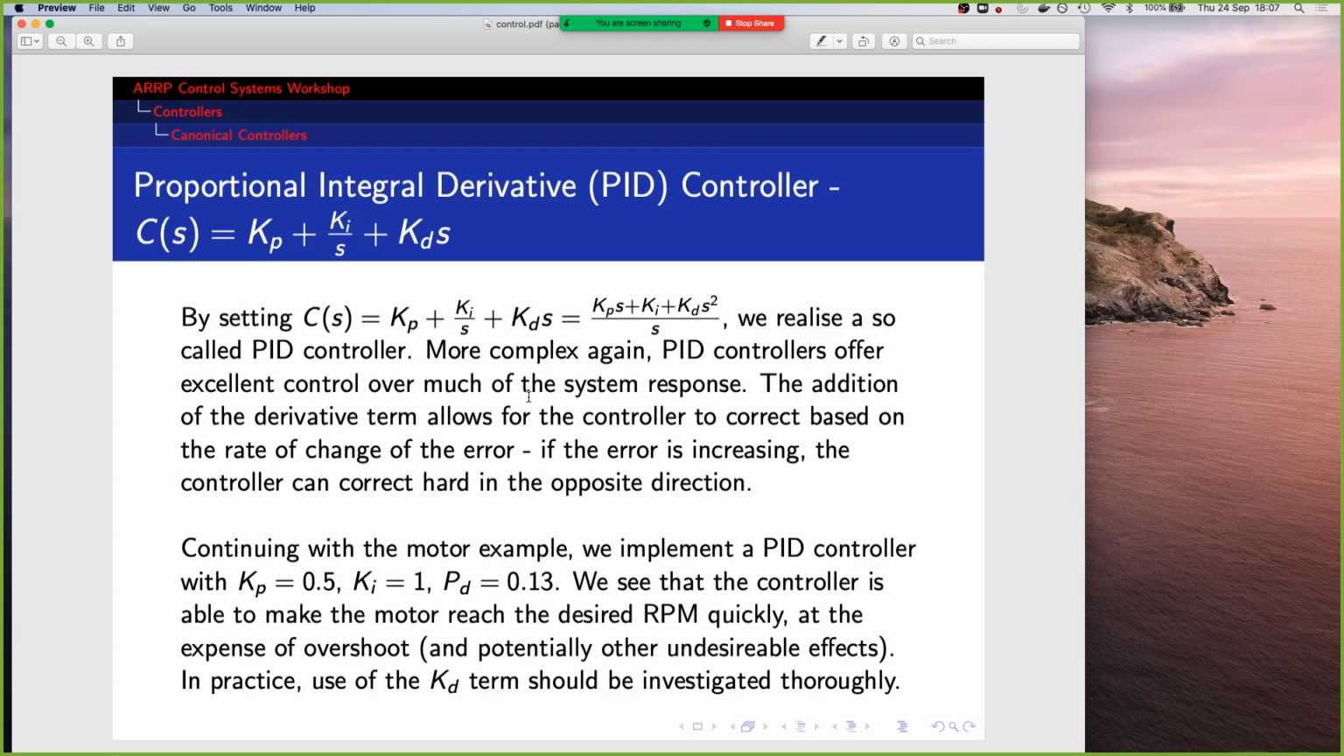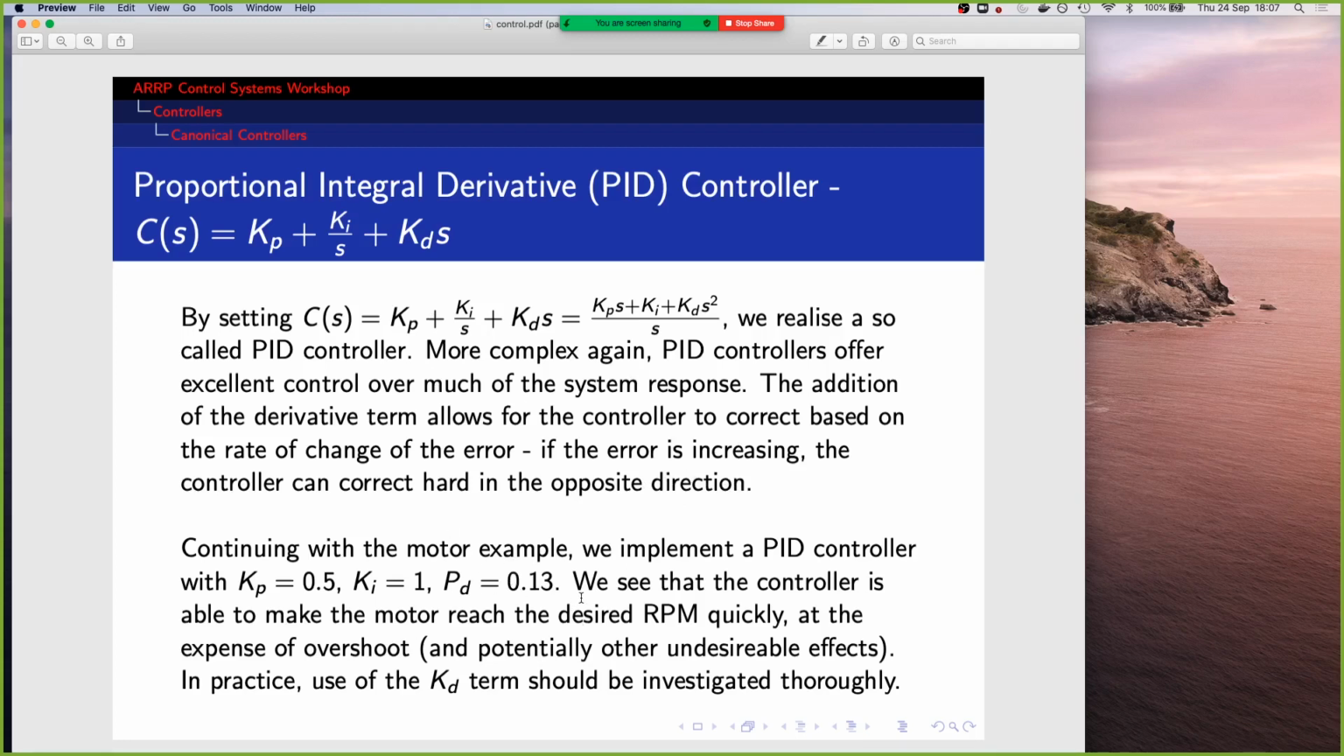So if the error is changing really quickly, our controller can take that into account. And if the error starts increasing really quickly in one direction, the controller can say, quick, you better start turning really hard in the other direction to compensate for that. So that's what the inclusion of the derivative term includes. So we'll show the example.